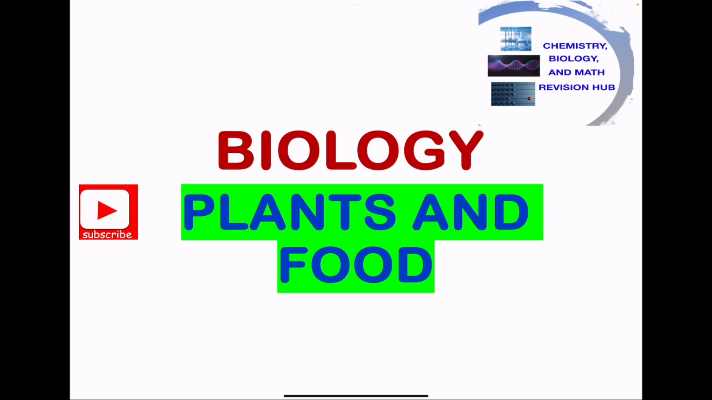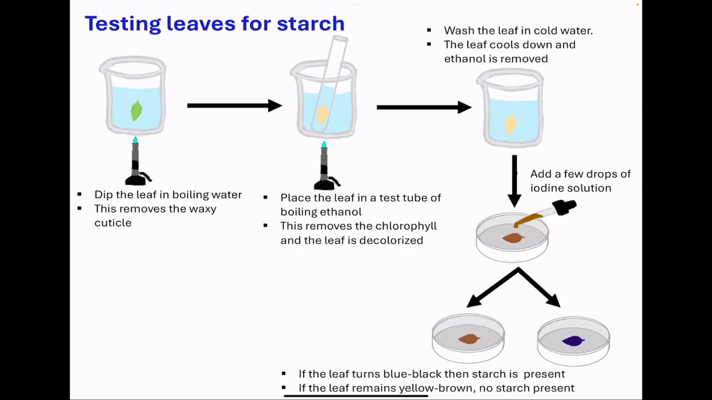Today we are doing the biology topics. This is plants and food. We begin by looking at an experiment for testing a leaf for starch. In this experiment, you will pluck the leaf from a plant. You then dip this leaf in boiling water. This is to remove the waxy cuticle.